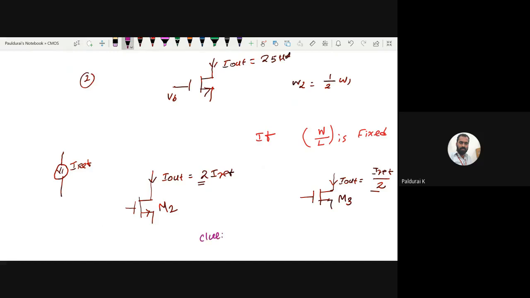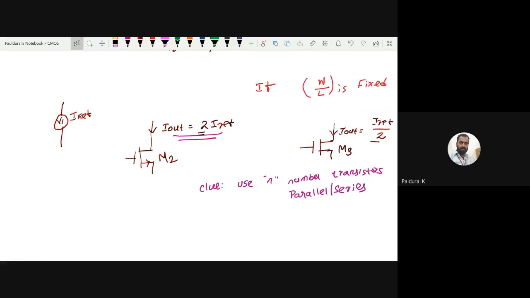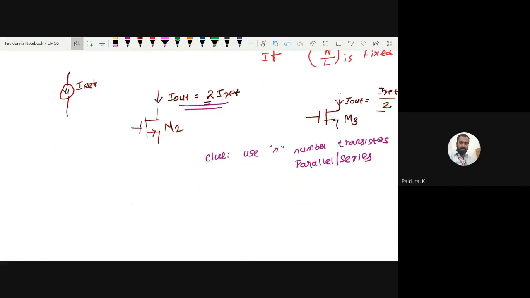The clue is: use n number of transistors. Either you may use transistors in parallel or in series. How to achieve this? First, we will discuss this one. I want to get 2 times I reference, but width to length ratio is fixed. For that, it's quite interesting. Listen to me carefully. I want to use two transistors in parallel.